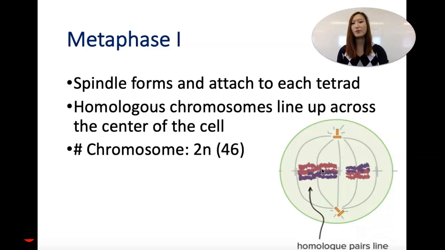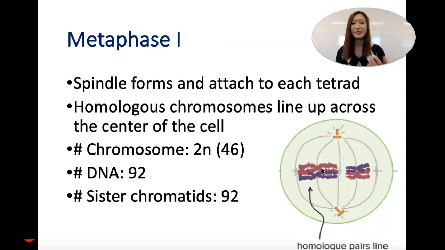Now we can count the number of chromosomes. Still 46, 23 pairs, 2N, meaning this is still a diploid cell because you have pairs. Anytime you have pairs, that's a diploid. Number of DNA is 92. Everything is the same. Number of sister chromatids, still 92. Nothing has changed so far, okay?